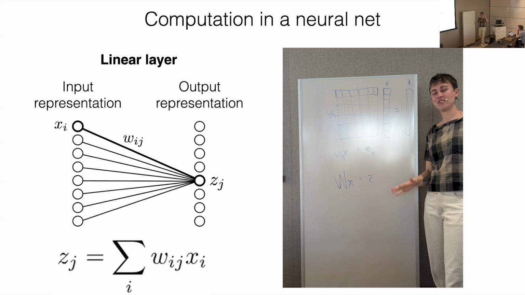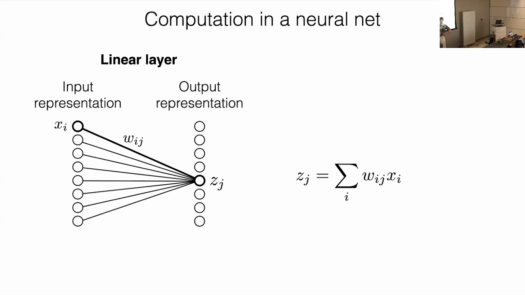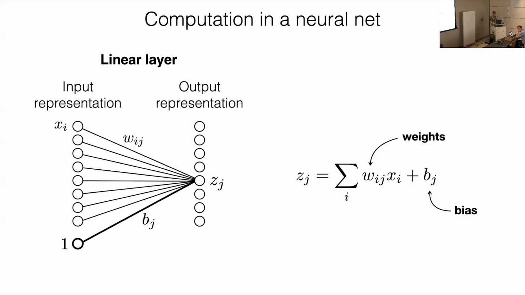For Z sub j, for a linear layer, you would have a weight for every single input dimension of X. And then you'd have that for every single Z.